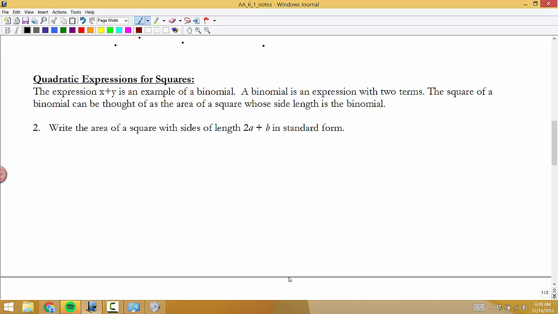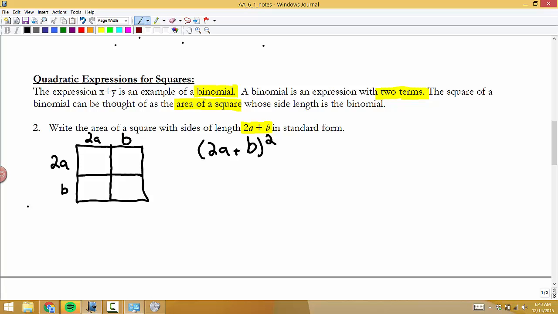Alright, so we looked at quadratic expressions as they work with rectangles. Let's look at squares now as well. The expression x plus y, when we use that expression, that's an example of a binomial. There's 2 terms there. And a binomial is any expression that has 2 terms. And the square of a binomial can be thought of as the area of a square. So if I take a binomial and multiply it by itself, it's considered the area of a square. So what we want to do is see if we can do this problem here, which says write the area of a square with a side length of 2a plus b in standard form.